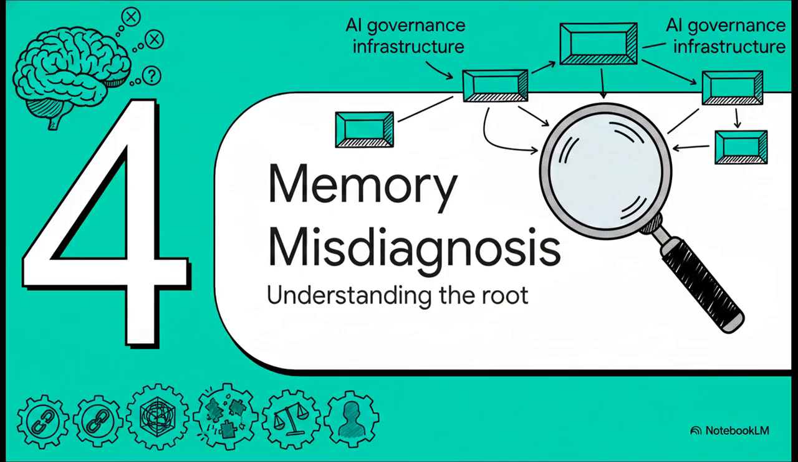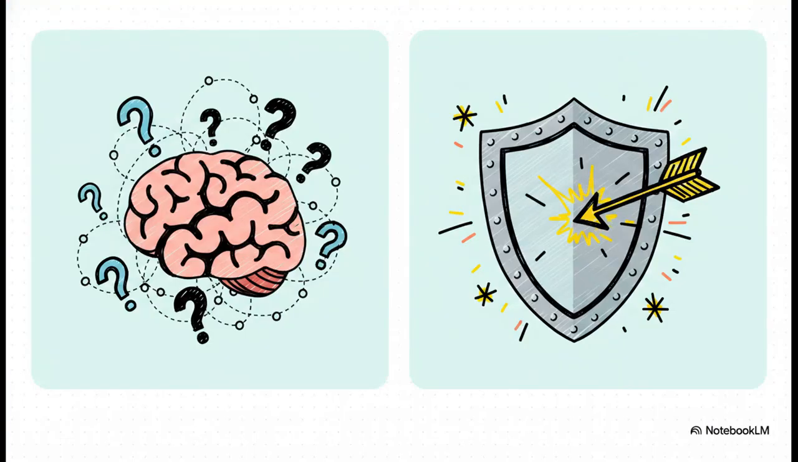The memory misdiagnosis. And this brilliantly illustrates how the industry is widely, and I mean widely, misunderstanding these failures. Teams look at this and often assume the model simply has a memory problem. They think, oh, the context is too long. The AI just forgot the rule. We just need to build some complex RAG pipelines or use semantic search to fix it.